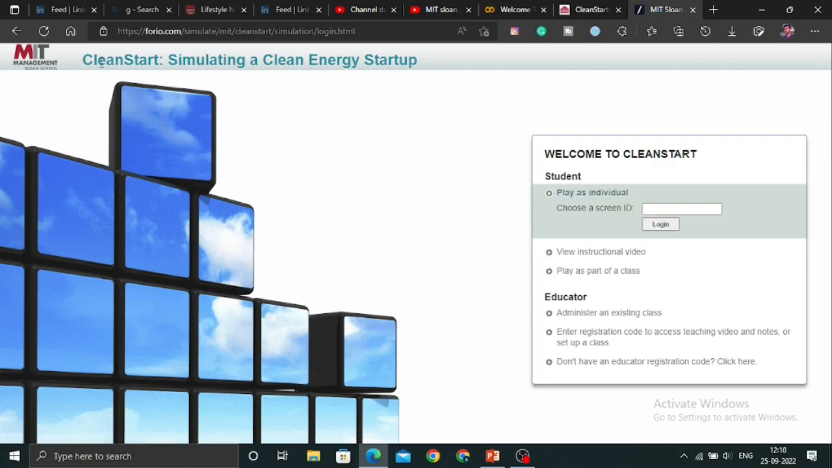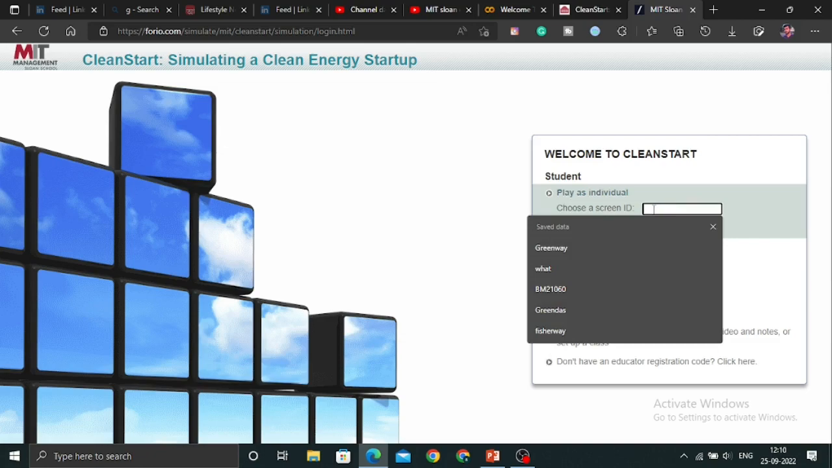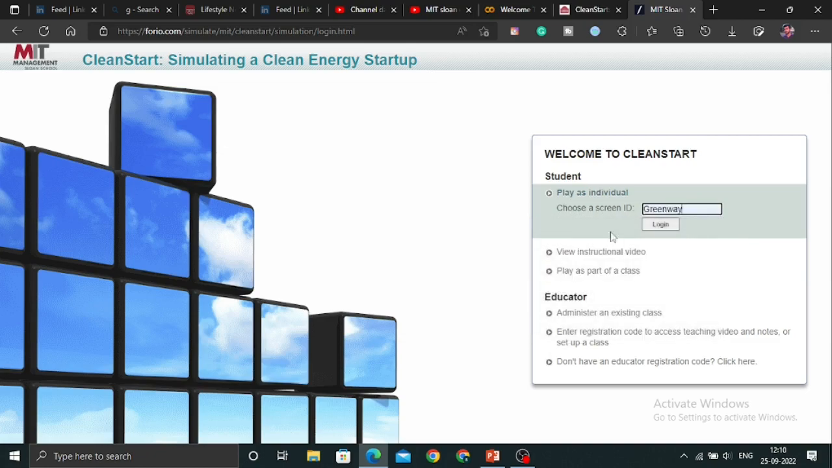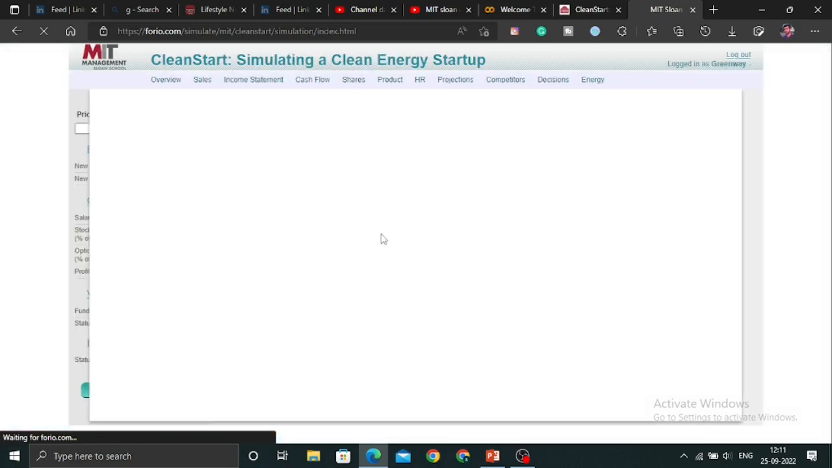You can see that the game name is CleanStart, simulating a clean energy startup. What is a clean energy startup? Maybe it will be solar energy or green energy, anything. Before we enter the game, we need to give a screen ID. So I'll put Greenway as my screen ID. As this is a green energy startup, let's put the name Greenway. So let's log in. After we log in, we get the dashboard.